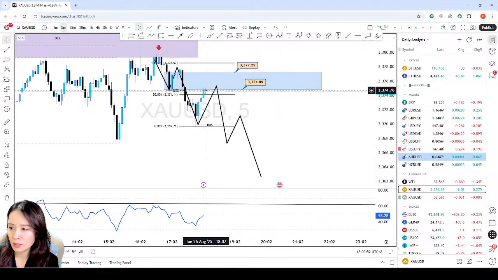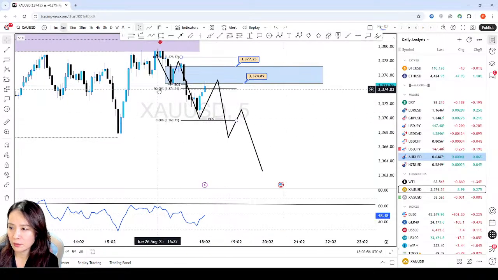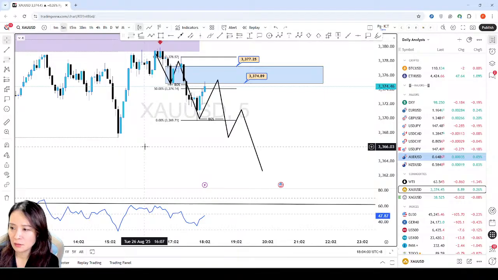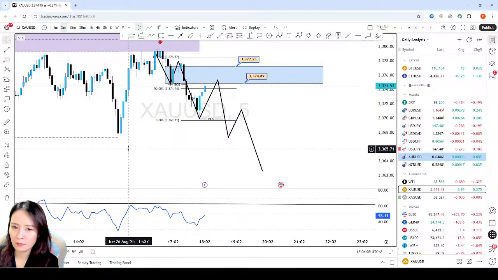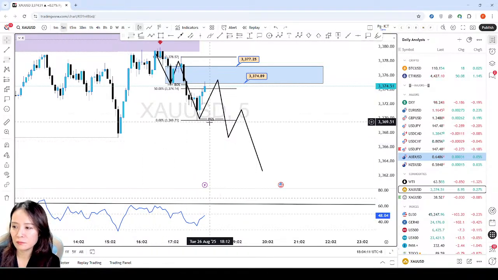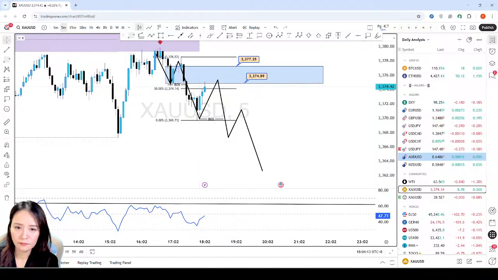Should make a lower high with lower low, lower high. Price is already falling, not even 10 pip, 5 pip, kind of a leg of 5 pip.